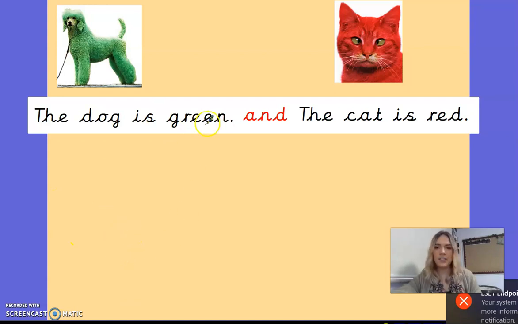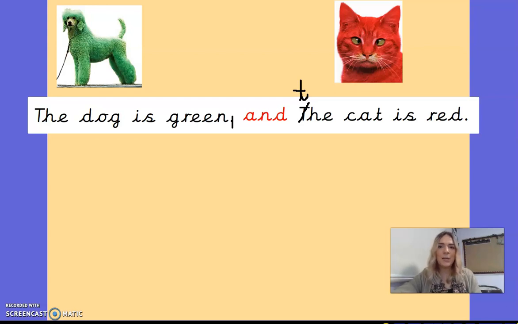So what I think I need to change is I've got a full stop now in the middle of my sentence. So I don't want that, so I want to get rid of that. And I've also got a capital letter in the middle of my sentence, which I want to get rid of. So I'm going to cross that one out and change it to a lowercase letter. I'm not sure what my laptop is doing. So now I've got the dog is green and the cat is red. I have turned my simple sentences into one compound sentence. We are going to do some together now.